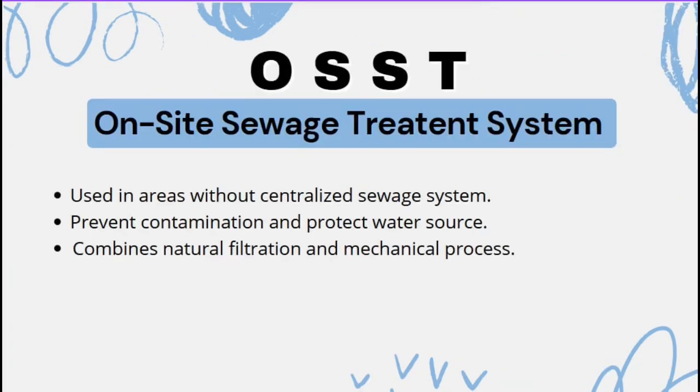The on-site sewage treatment system is a decentralized wastewater treatment solution designed for properties without access to centralized sewer lines, primarily in rural or remote locations. It treats wastewater on site through natural and mechanical processes to protect the environment and public health.